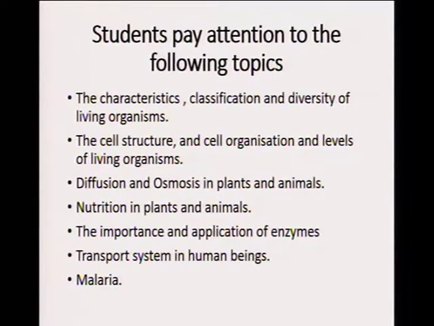Diffusion and osmosis in plants and animals is our next topic. Within diffusion and osmosis in plants and animals, we are looking at how substances and molecules move into and out of the cells. They either move into and out of the cells by diffusion or osmosis. Now, familiarize yourself with such information very well.